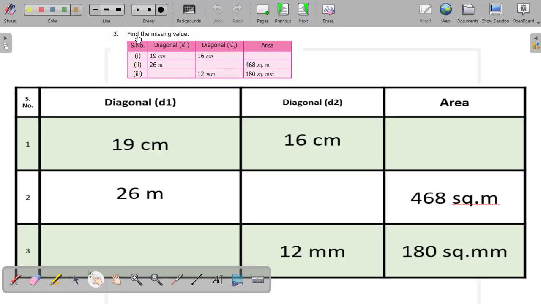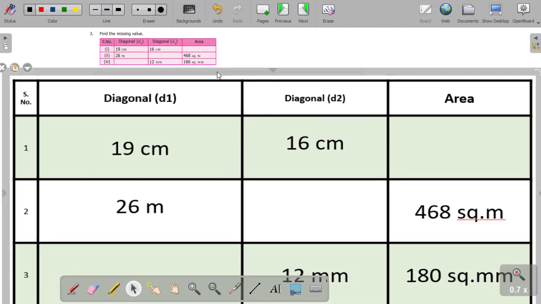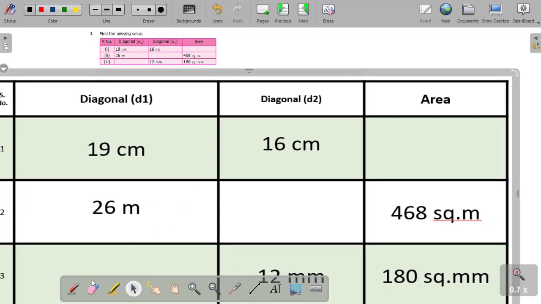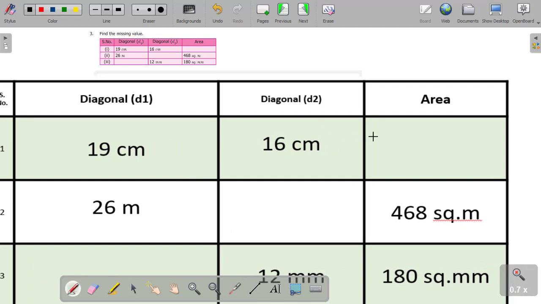Third sum, find the missing value. The first sum: diagonal D1 is given, D2 is given and area is not given. Listen carefully. So, we can use the formula half into D1 into D2. So, area is equal to half into D1 into D2 square unit.